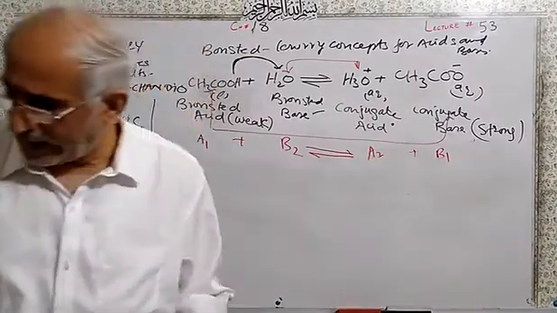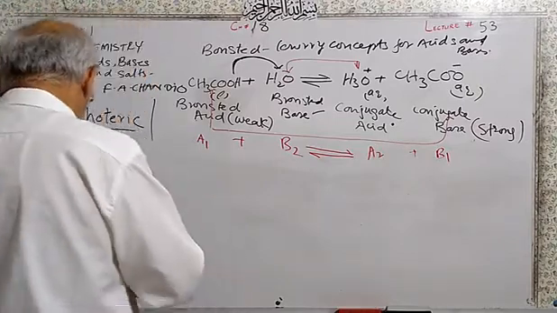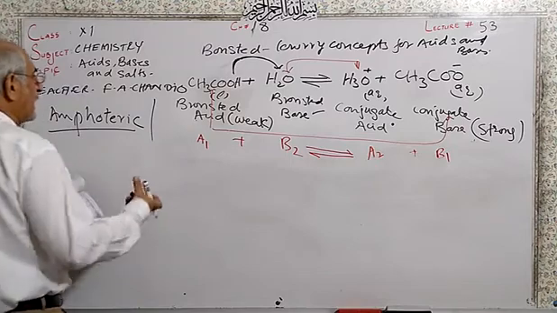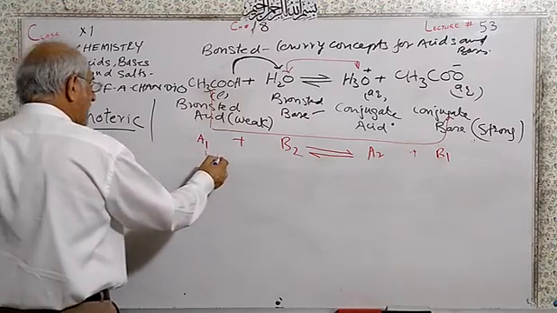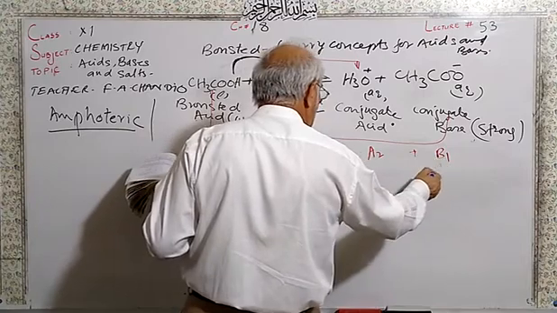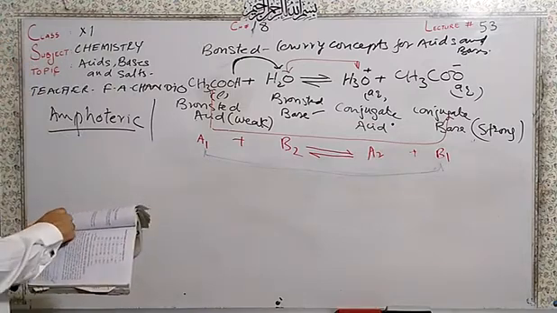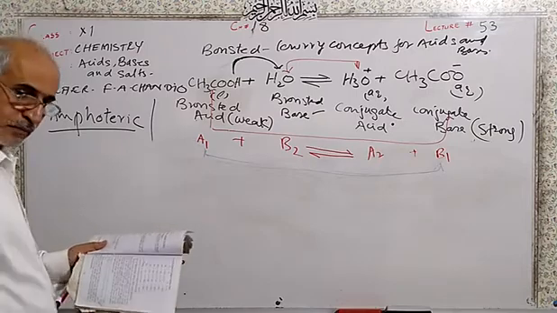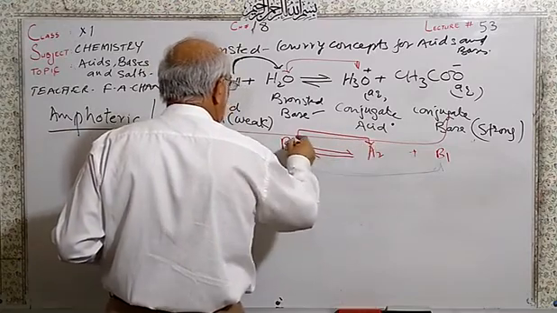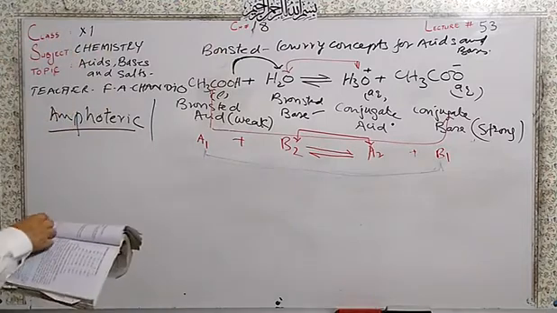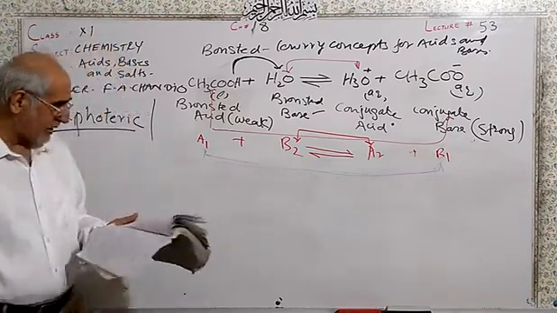So when you are going to make an acid base pair, the Brønsted acid A1 with the conjugate base B1, and the Brønsted base B2 with the conjugate acid A2, are called acid base pairs.